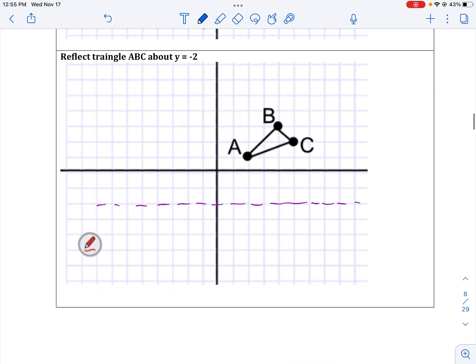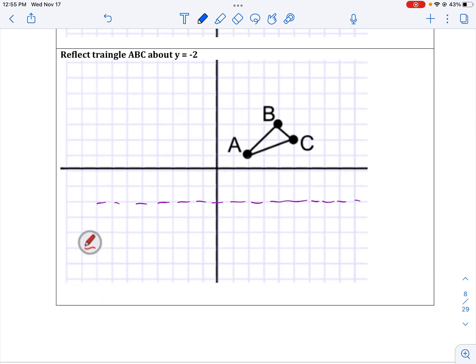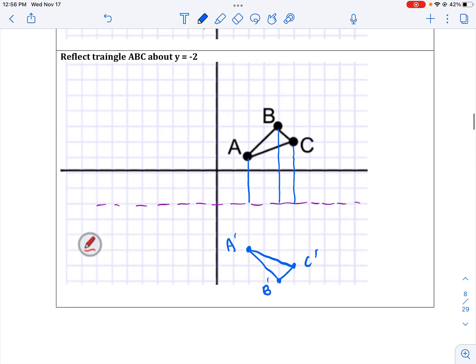Now we want to reflect over the line y equals -2. I see A is 1, 2, 3 units above. So I go 3 units below. There's A prime. B is 5 units above. So I go 5 units below. There's B prime. And C, 1, 2, 3, 4 units above. So I go exactly 4 units below. There is C prime. There is my image. And that is how we reflect, and thus how we determine our line of reflection.